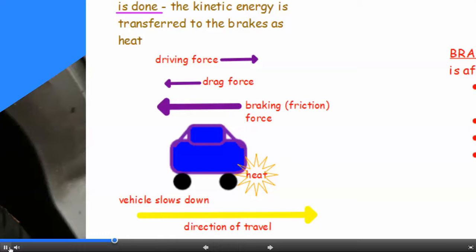Now this is visualised by this lovely blue car. The car's travelling from left to right, so the driving force is pushing it from left to right. But working against the driving force is the drag force. That's air resistance. And then when the brakes are applied, that's a larger force. We now have a resultant force. And so the vehicle slows down, but the kinetic energy of the vehicle is transferred as heat.